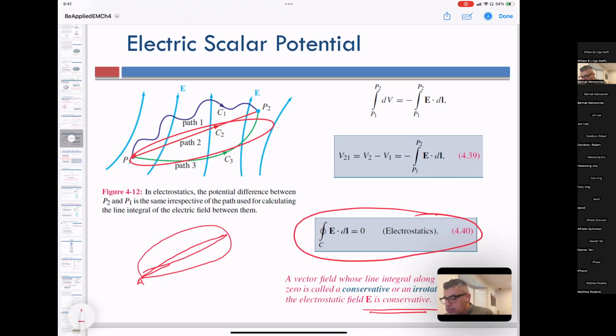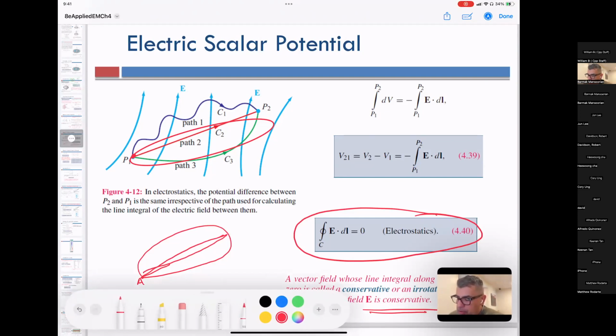Because of that, it doesn't matter how I get from point A to point B. If I go from A to B along any path and come back to A along any path, that value is zero. So I can define a scalar value between A and B, to tell me the potential difference between them, because it didn't matter how I got there. That's really the magic of having the potential.